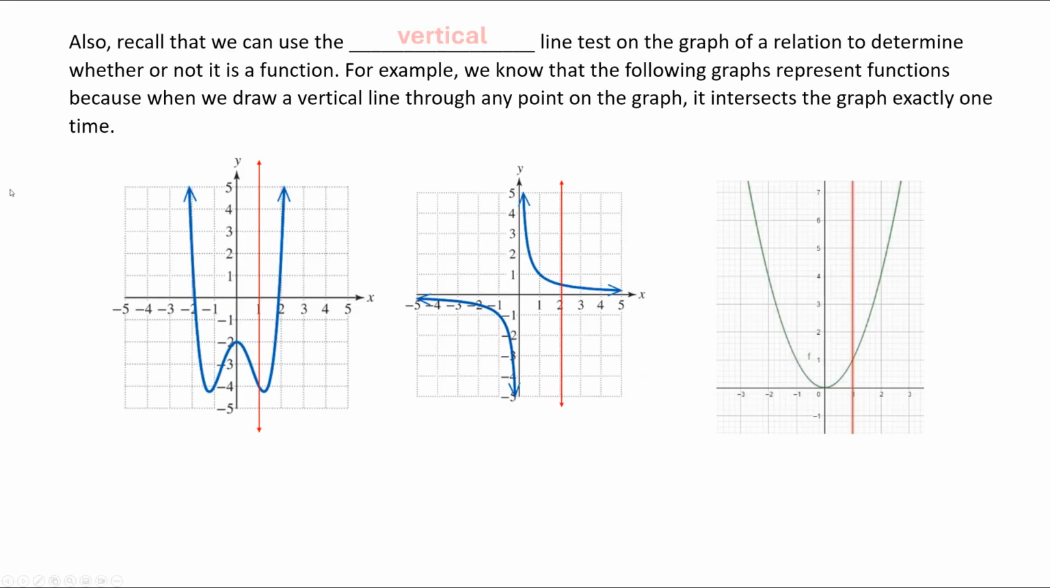Also, remember that if you want to figure out if a graph is the graph of a function, you can use the vertical line test, where you put a vertical line through the graph and you see if it only touches the graph one time, that means that it is a function, because for every value of x, there's only one y. It will only hit the function once, no matter where you put that line on the x-axis.